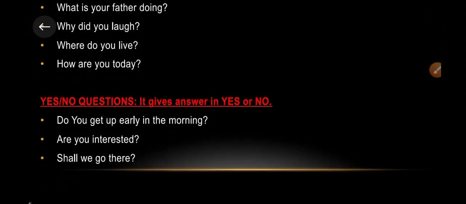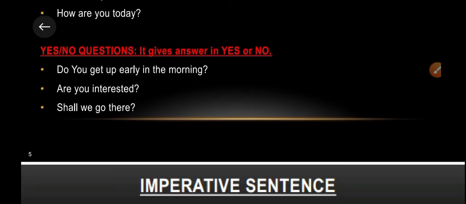Next is yes and no questions. It gives the answer in yes or no, and questions start with auxiliary verbs do, does, did, was, were, is, am, are. So examples are: do you get up early in the morning? Are you interested? Shall we go? These are examples of interrogative questions.